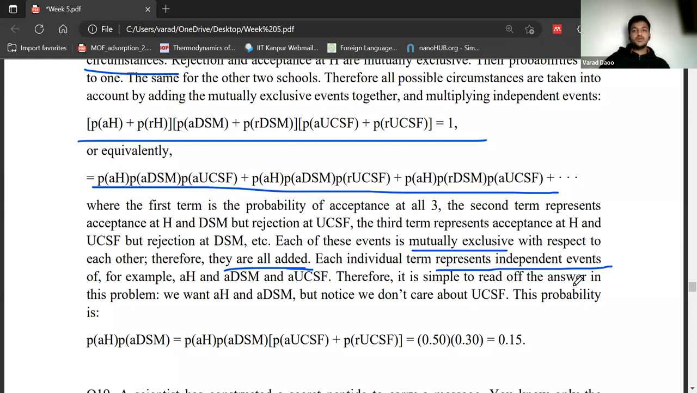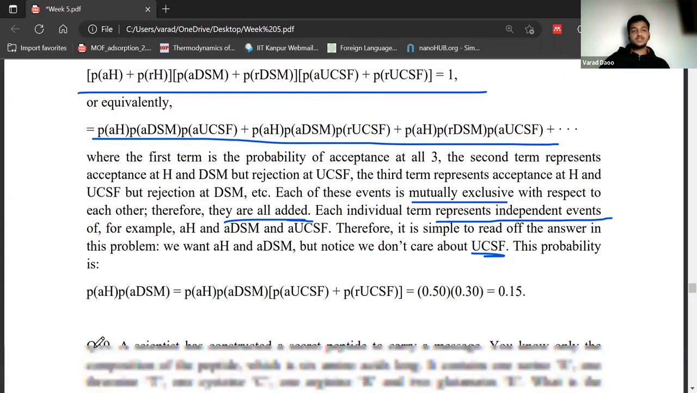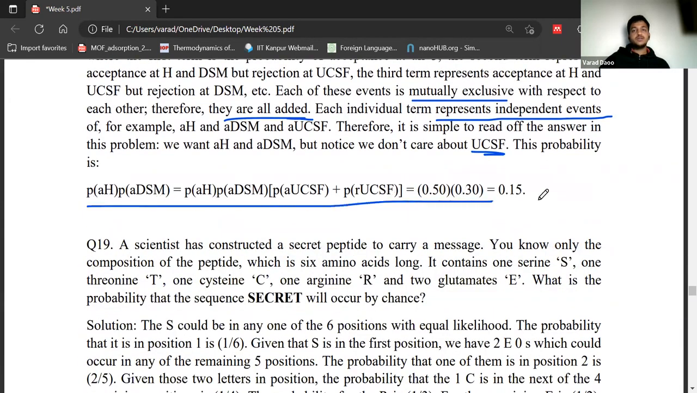Therefore, it is simple to read off the answer in this problem. We want acceptance at Harvard and acceptance at DSM, but notice we don't care about UCSF. So this probability is nothing but this one, which is 0.5 multiplied by 0.3.